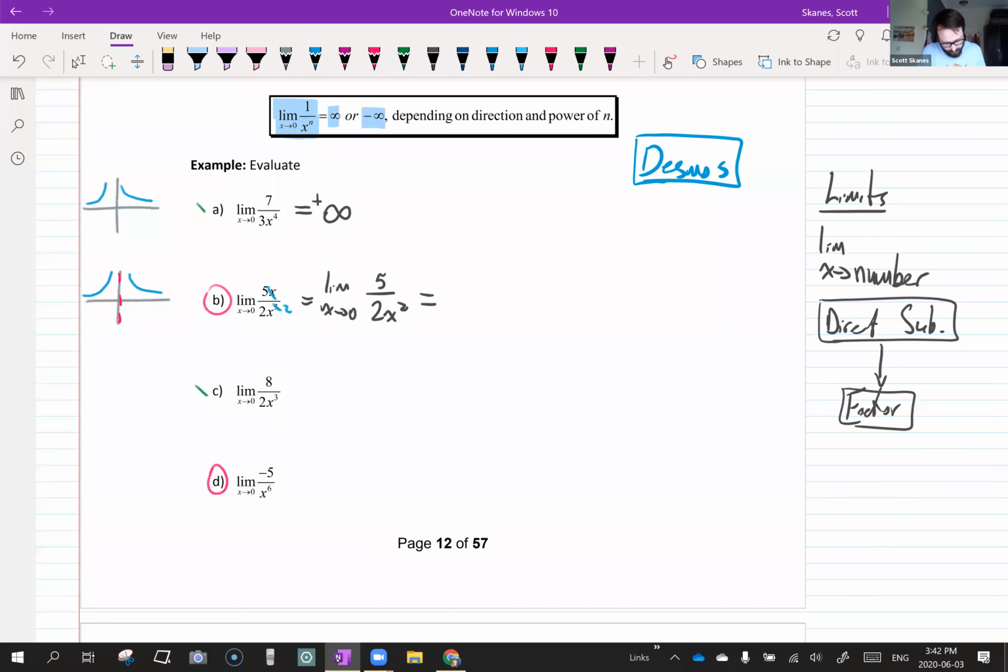You can also think of it this way. This will be 5 over 2 times some tiny, tiny, tiny positive number. And square that. Well, that's going to be infinite. Okay. Let's move on to the next one. Thanks for that, Mohammed.